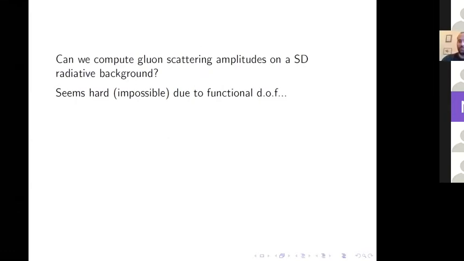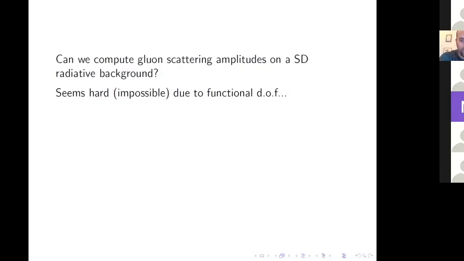So the question, to reiterate, is: can we compute gluon scattering amplitudes on one of these self-dual radiative background gauge fields? From the perspective of traditional approaches to quantum field theory and strong backgrounds, you'd say this seems really hard, maybe even impossible, because the background has functional degrees of freedom. You're not going to be able to write down explicit Feynman rules.